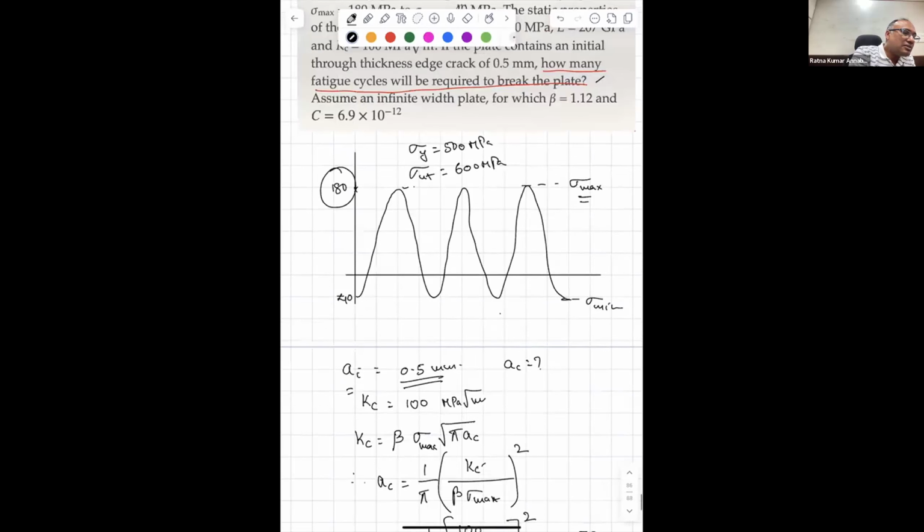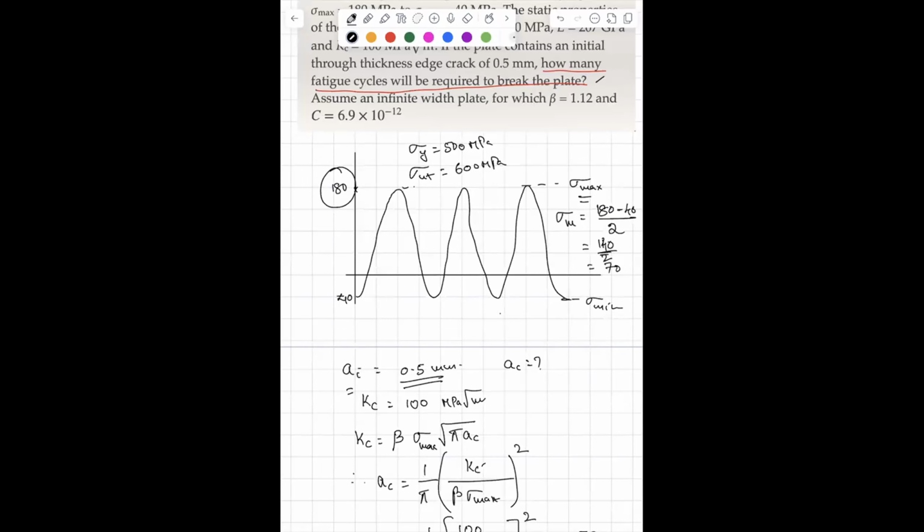In this case, sigma m is equal to 180 plus 40 by 2. 110. Sorry, 70, right? It is minus 40. Yeah. So sigma m should be 70. Is it 110 or 70? 70 MPa? Okay.